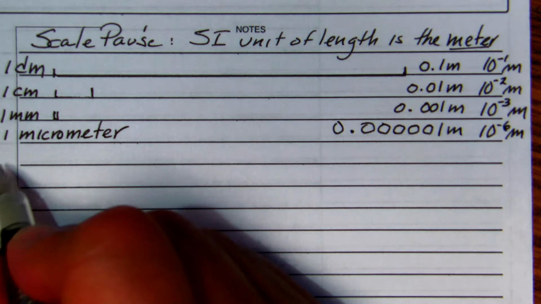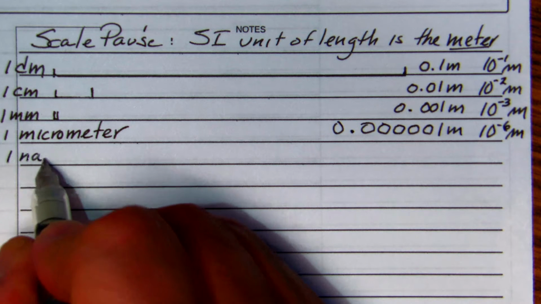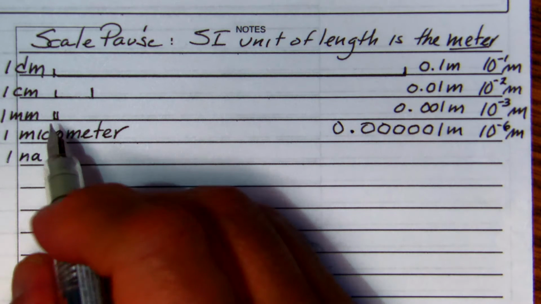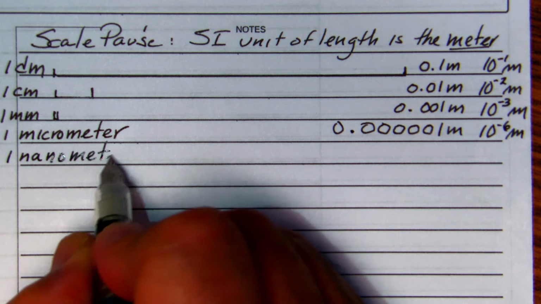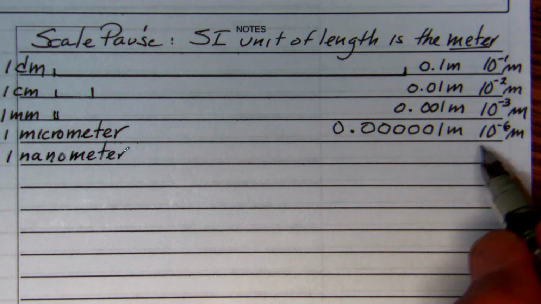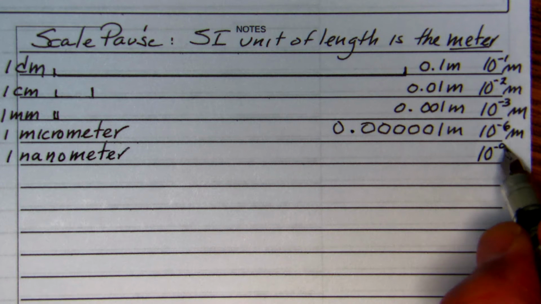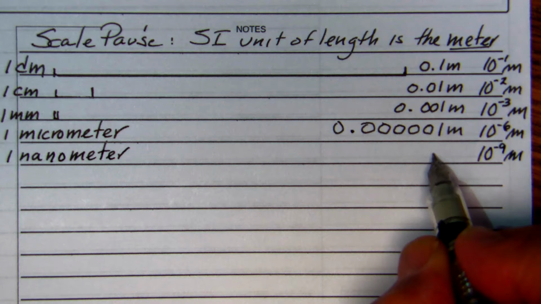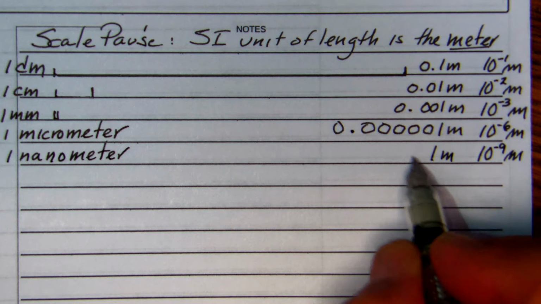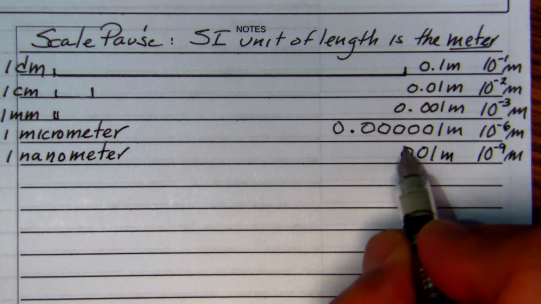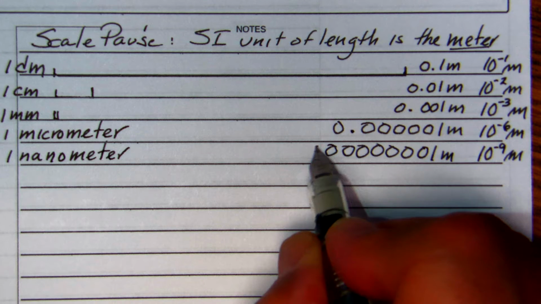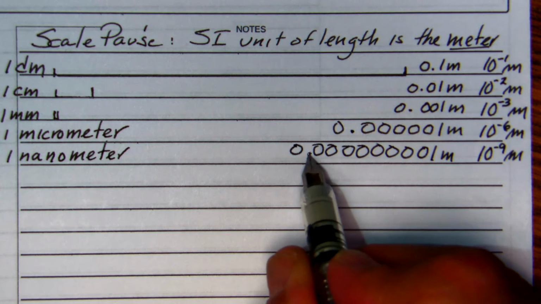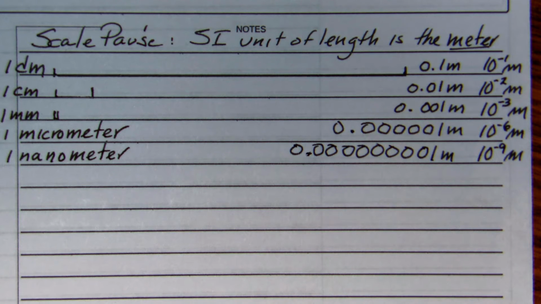1 nanometer, which is what we're interested in because we're talking about the wavelength of light, visible light at least, is 10 to the minus 9 meters. So that would mean a 1 with 8 zeros in front of it. Period. So there's a decimal point, 8 zeros and a 1. That will be 10 to the minus 9 meters.